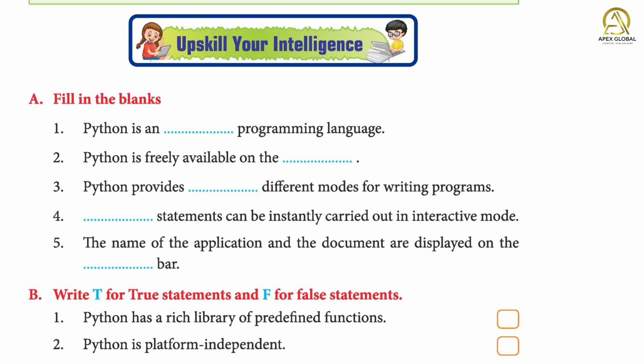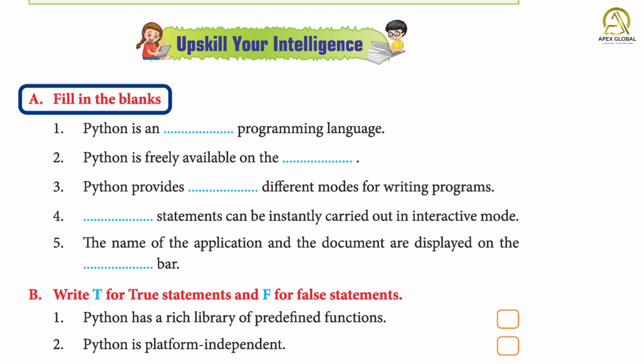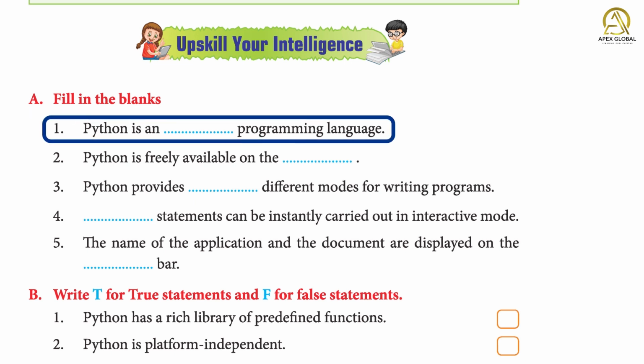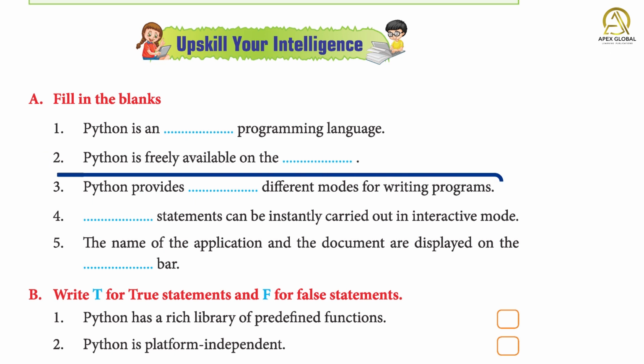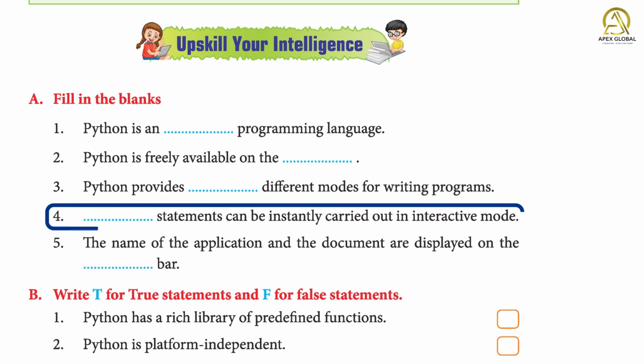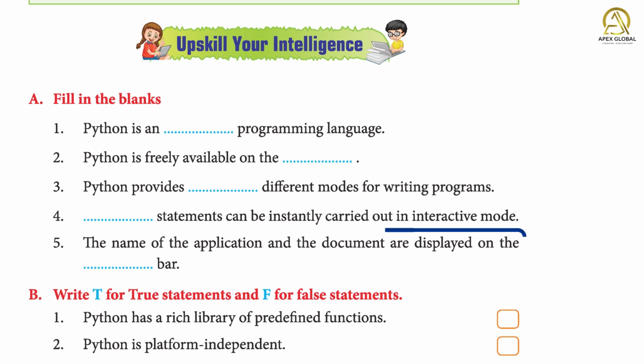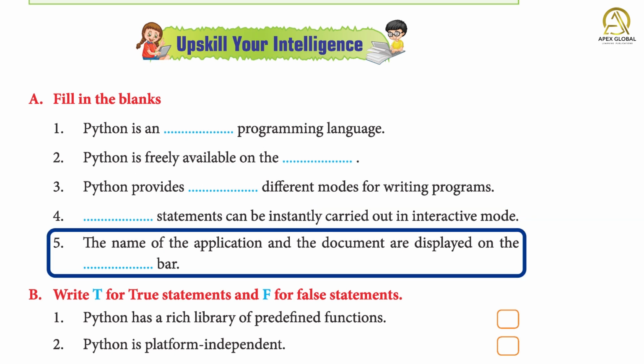Upskill your intelligence. A. Fill in the blanks. 1. Python is a ___ programming language. Answer: open source. 2. Python is freely available on the ___. Answer: internet. 3. Python provides ___ different modes for writing programs. Answer: 2. 4. ___ statement can be instantly carried out in interactive mode. Answer: individual. 5. The name of the application and the document are displayed on the ___ bar.